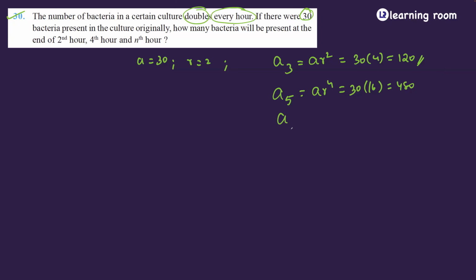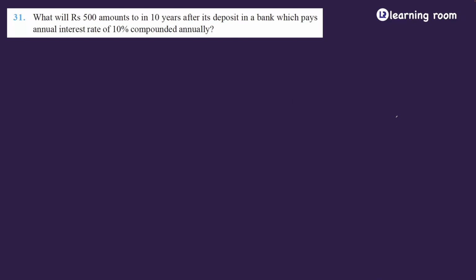Now at the end of nth hour, it is the (n plus 1)th term. It will be A R to the power n. It will be 30 into 2 to the power n. Am I clear with this? Right? Do this.